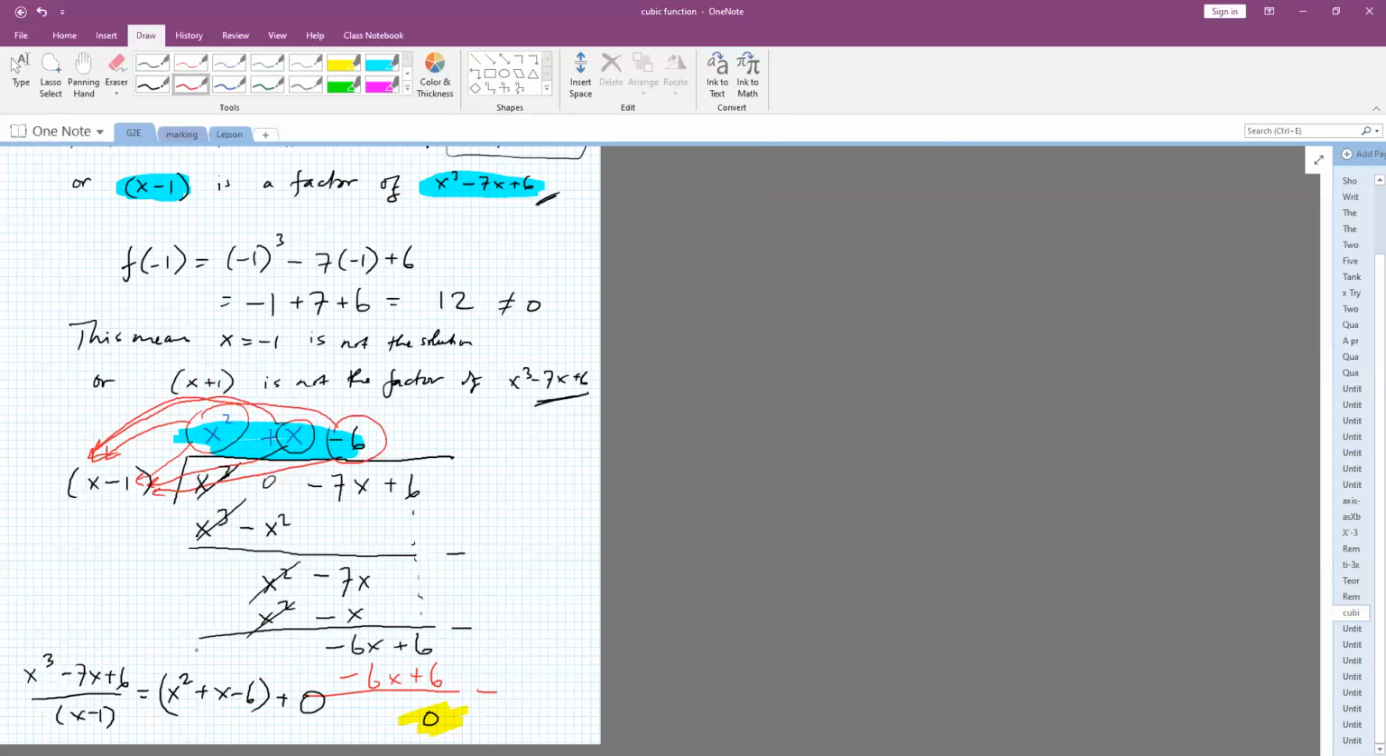Of course, this is slightly different from the quadratic function that we had before, because when you divide a quadratic with a linear term, that will give you a linear, but this one you have a cubic and then you divide by a linear term that will give you a quadratic. So basically, I can write down the x cubed minus 7x plus 6 here equal to the product of x minus 1 times x squared plus x minus 6.